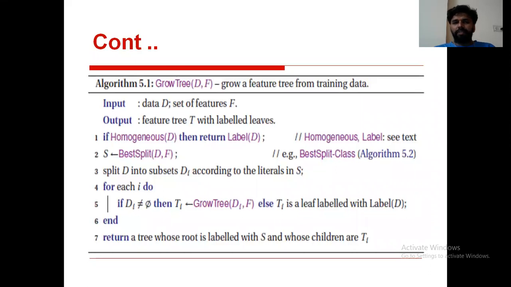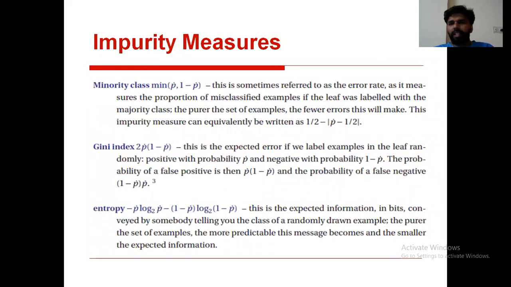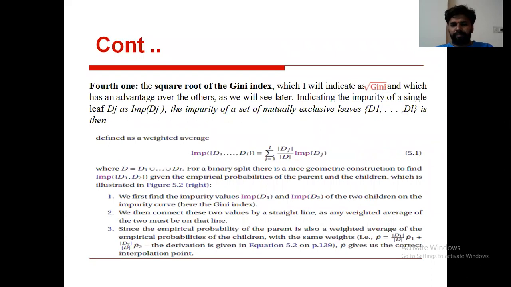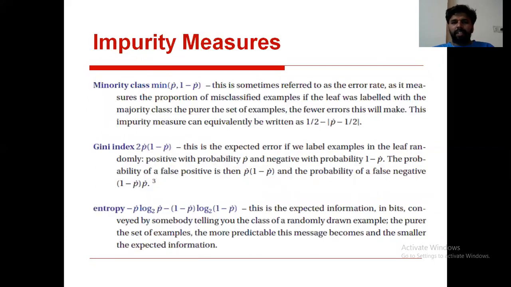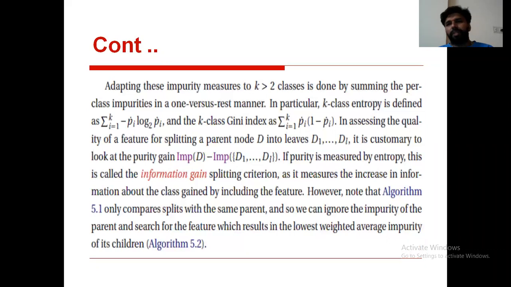By using the features of instances, we are going to construct a decision tree. And to know the accuracy of the decision tree and to know the splitting criteria, we are going to use impurity measures like minority class, Gini index, entropy, and square root Gini. In the last video, I explained each and every impurity measure with an example also. Right. These are the examples I explained in my last video regarding impurity measures.